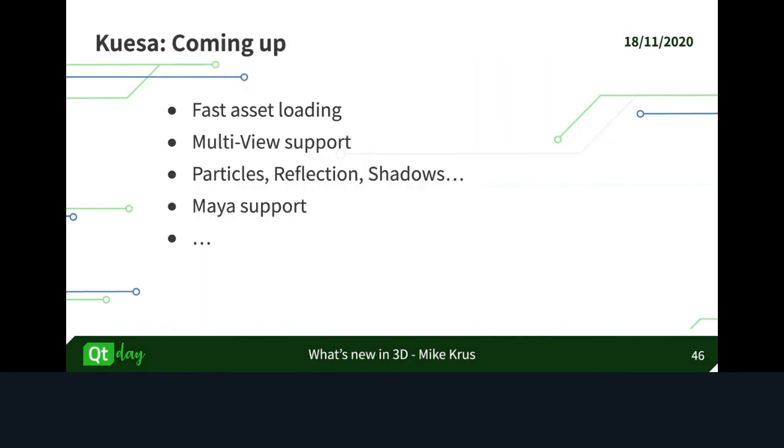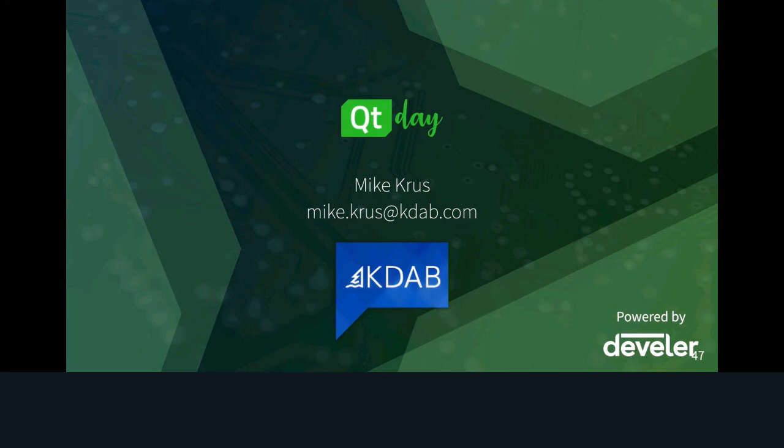And coming up in Kuesa is a number of things like fast asset loading, and support for multiple views, particles, reflections, casting shadows, and so on. We're also now supporting Maya as an authoring tool, which will be really useful for lots of clients, and a number of other things. So hopefully, although I went over time, this is a lot of useful information for finding out what's new in Qt 3D and in Kuesa.